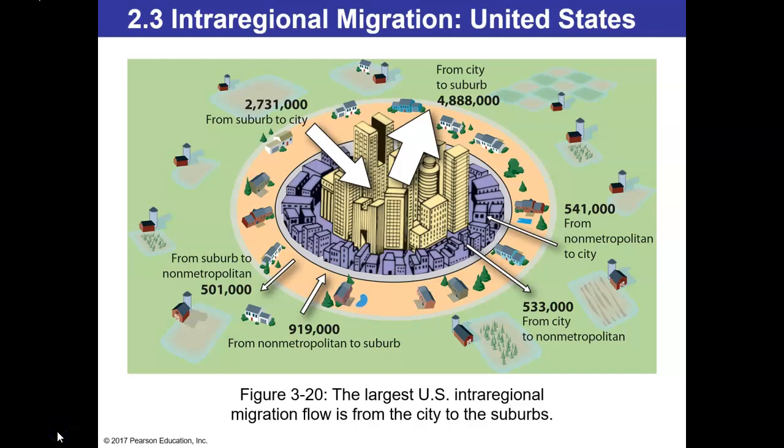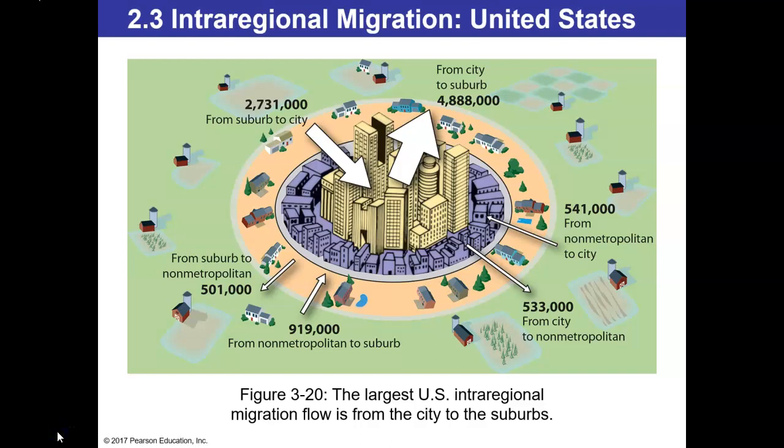Now we can compare the intra-regional migration in India to that of intra-regional migration in the United States. Here we see that intra-regional migration is primarily from cities to suburbs. This is Figure 3-20, located on page 91 of your textbook. Nearly twice as many Americans migrate from the cities to suburbs each year as migrate from the suburbs to cities. These patterns are prevalent in Europe as well as Canada.